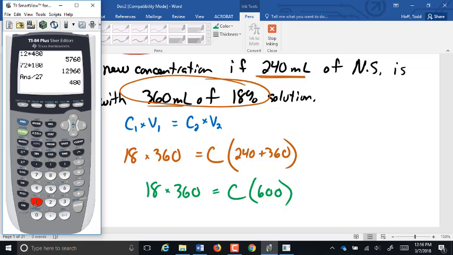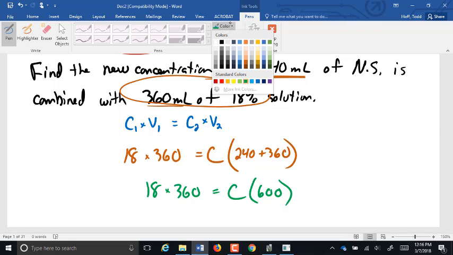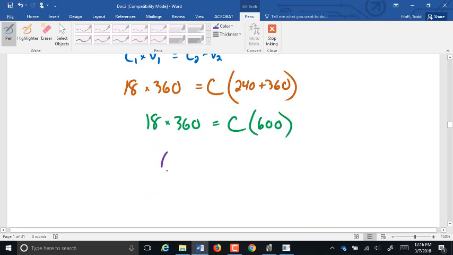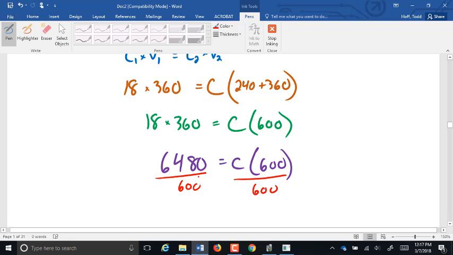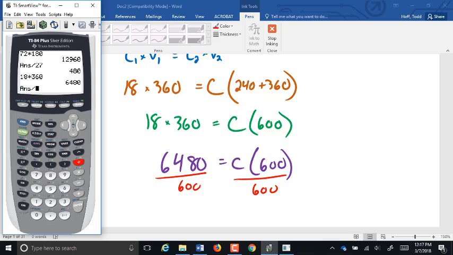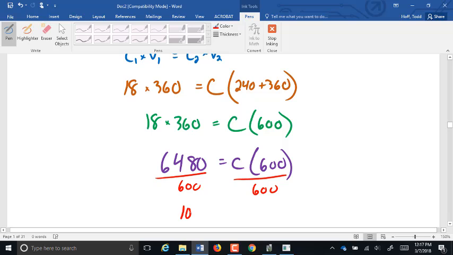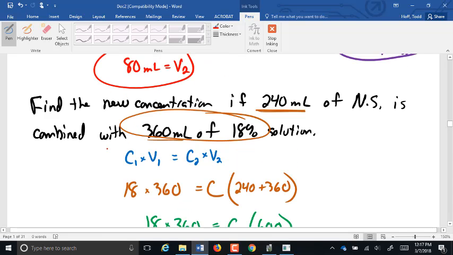So now we'll multiply that out. 18 times 360 should be 6480. And then we divide out the 600. Gives us 10.8% as our new concentration. That is what we were asked to find there. Find the new concentration.